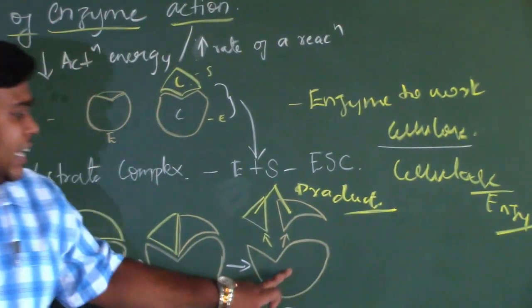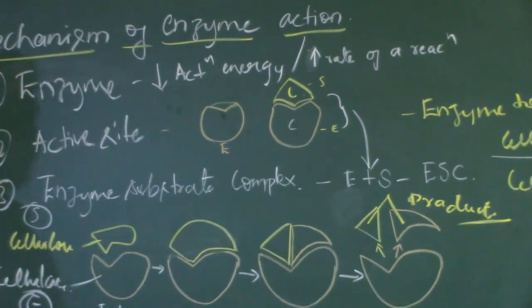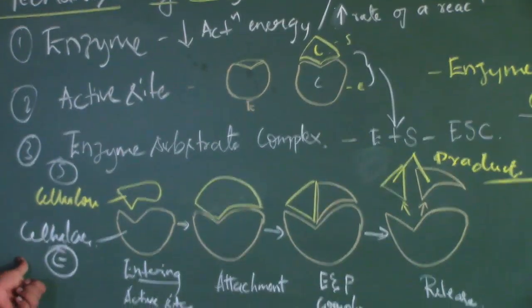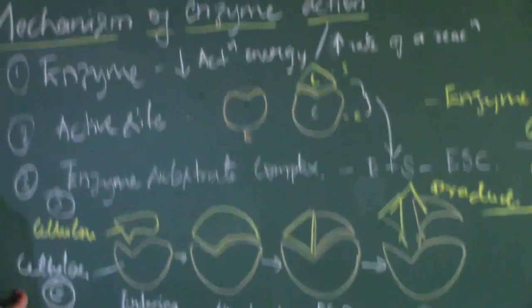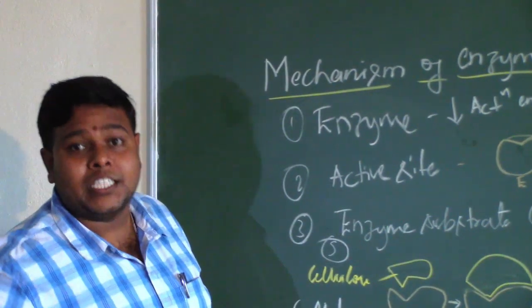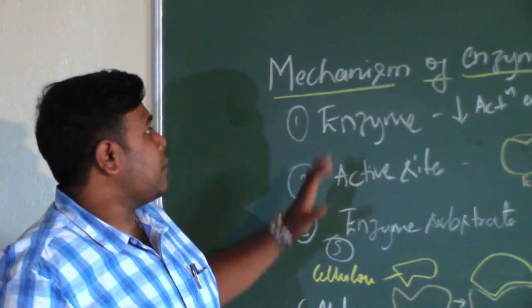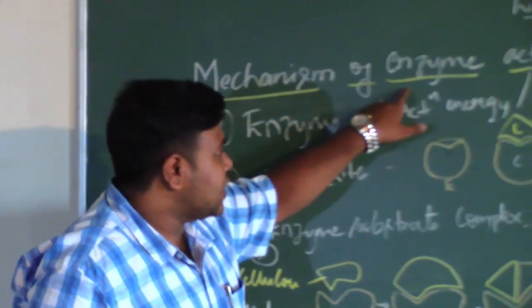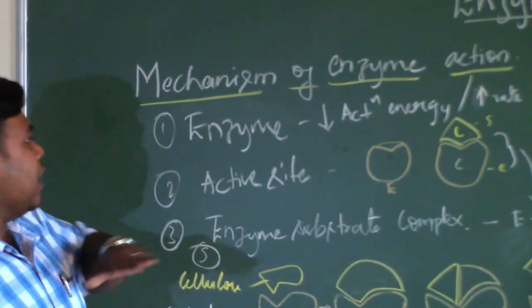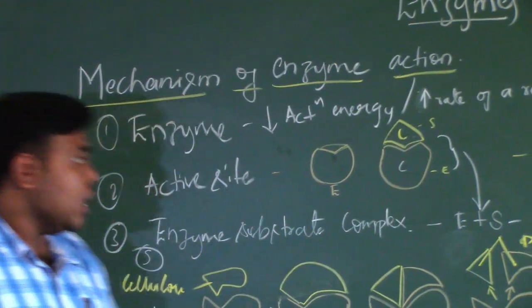And again this enzyme will be ready for the next step, that is, the conversion of cellulose into cellulase. I am just giving an example of cellulose and cellulase. There are so many enzymes and so many proteins which do very different functions. So this is about the mechanism of enzyme action. What do you mean by an enzyme? What do you mean by an active site, and how will this enzyme substrate complex work?